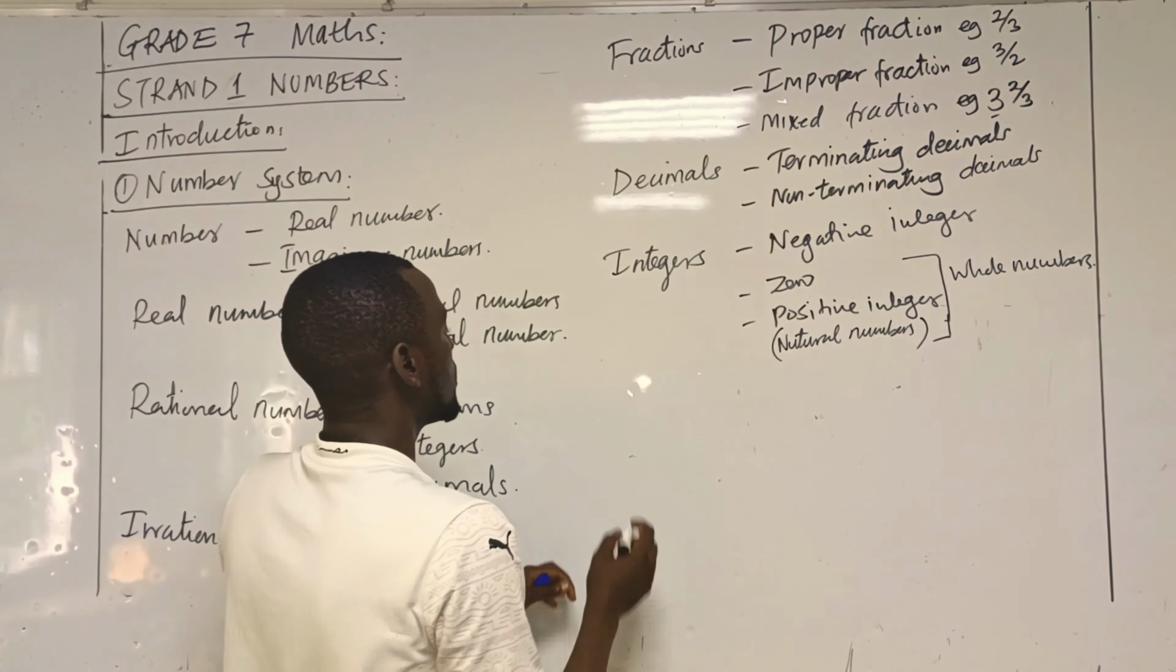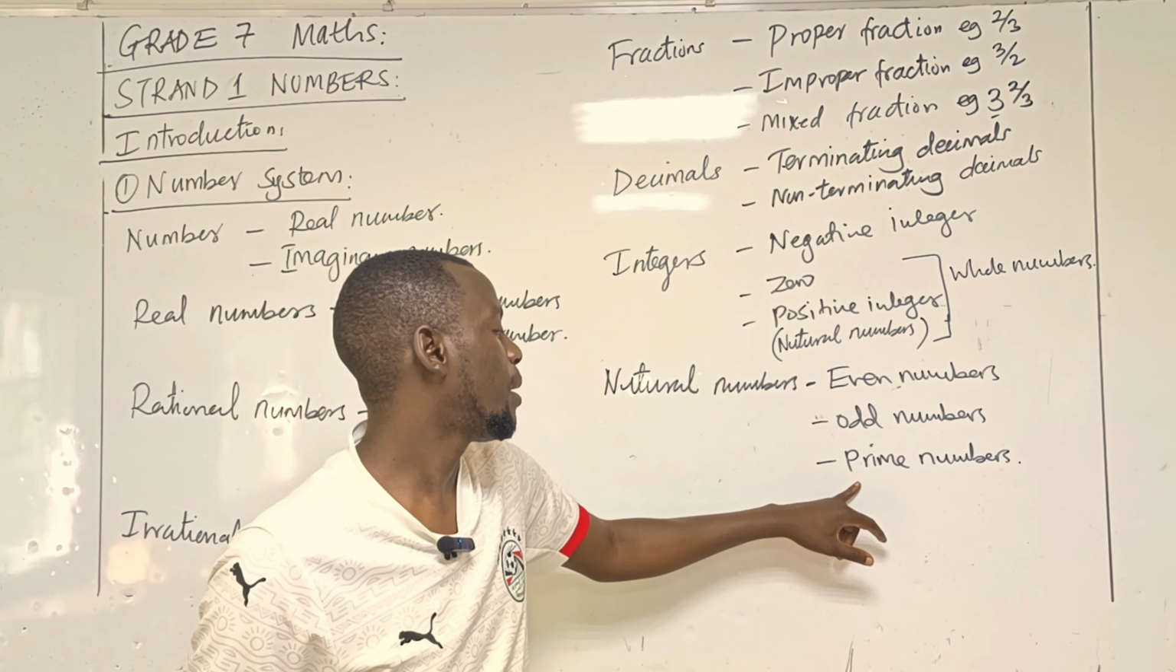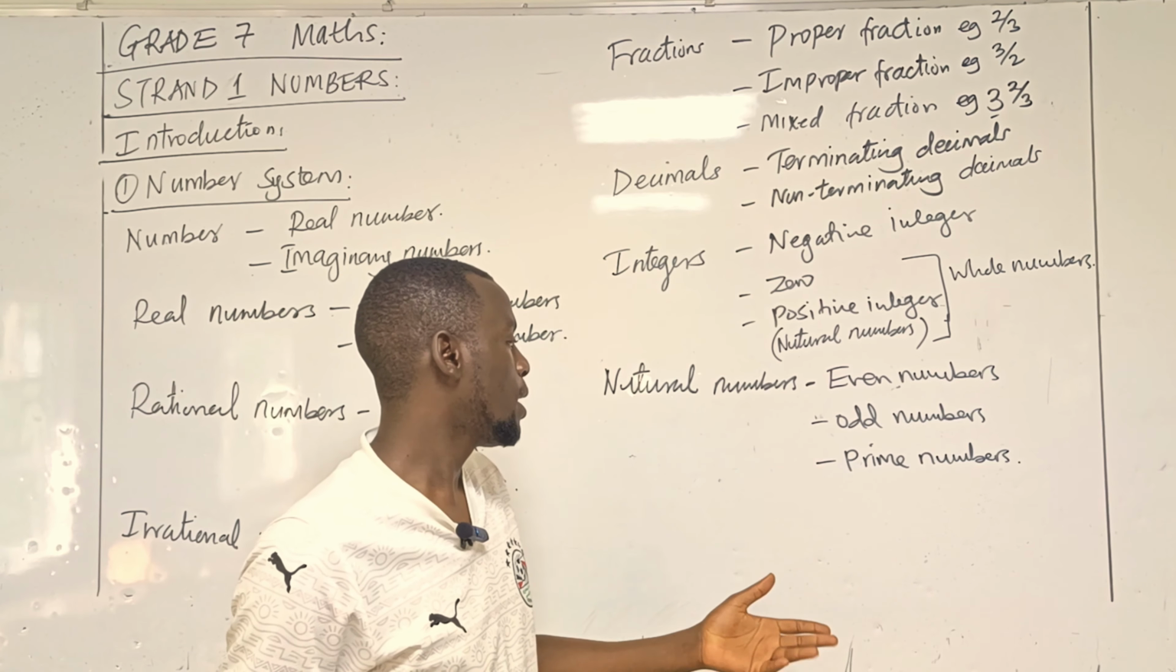Natural numbers are also divided into three parts: even numbers, odd numbers, then prime numbers. Even numbers are numbers divisible by 2, odd numbers are numbers which are not divisible by 2, and a prime number is a number that is only divisible by 1 and itself.